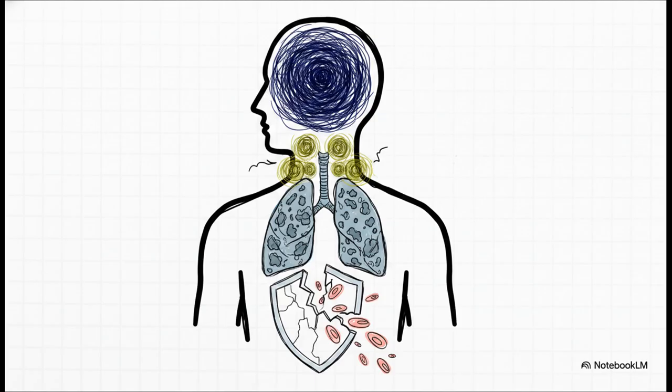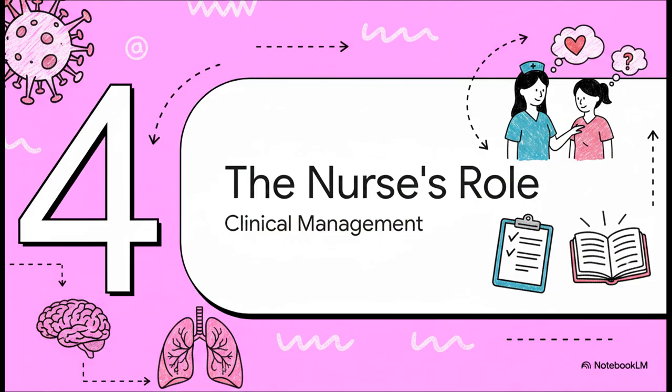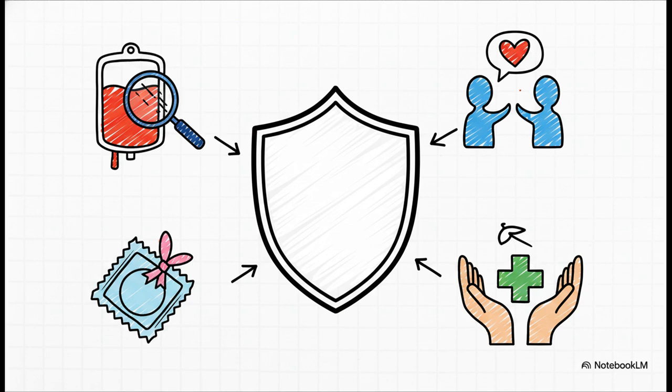Physically, you might see a barrage of opportunistic infections causing herpes simplex in the eyes, or chronic ulcerations of the nose, mouth, and tongue. And finally, Section 4, the nurse's crucial role. Look, understanding the virology and pathophysiology is really only half the battle. Let's talk about your critical role in clinical management and patient education.